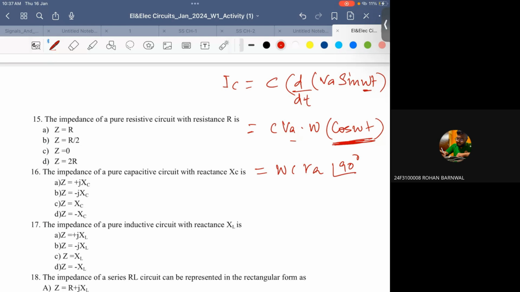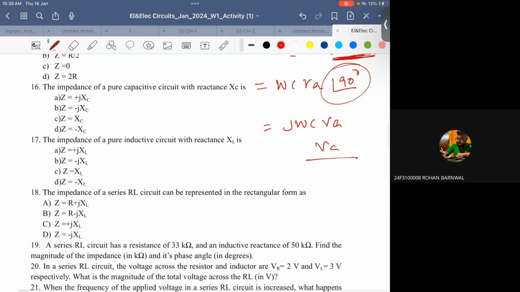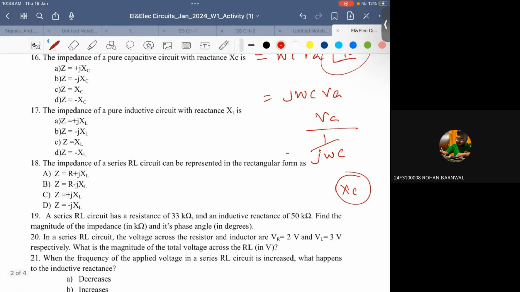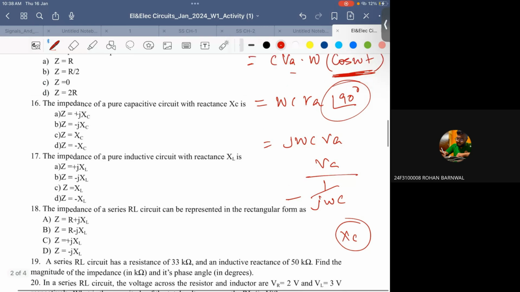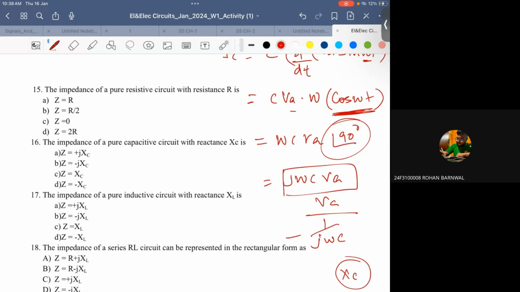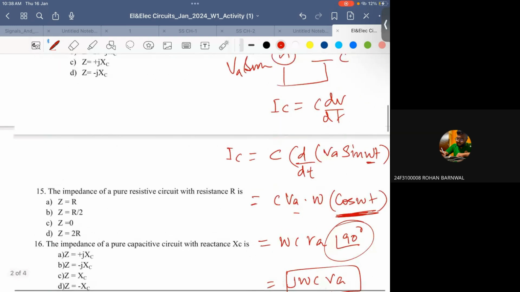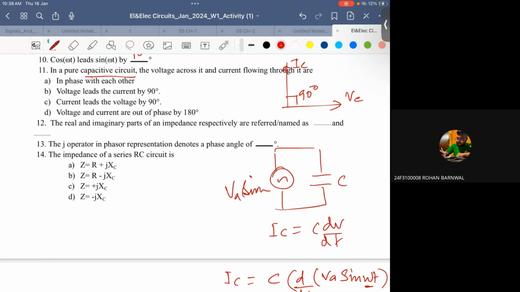So you can write it as j omega C VA, and this is VA upon 1 upon j omega C. That 1 upon omega C you can write as XC, and 1 upon j omega C is basically the impedance of the capacitor, right? From here also you can see that IC is leading by 90 degrees compared to the voltage across a pure capacitive circuit. So here also the current will be leading by 90 degrees.